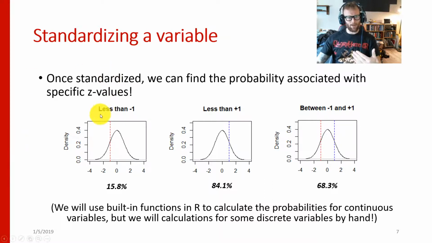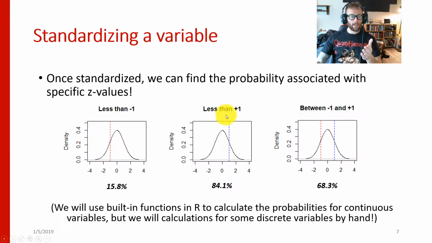But conceptually, what we can do is we can say, okay, given a normal distribution, what's the probability of having a z-score less than or equal to -1? And that happens to be about 15.8%. And I've indicated that here with the dotted red line. And you can see to the left of that line, there's about 15.8% of the total density of scores.